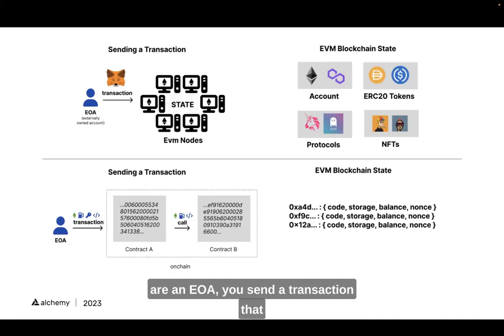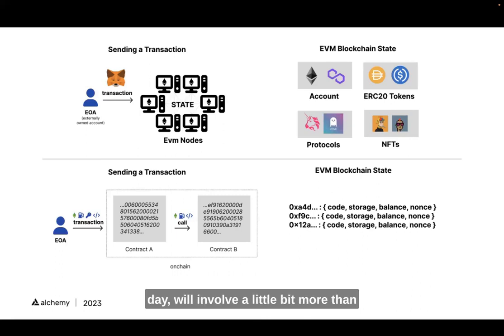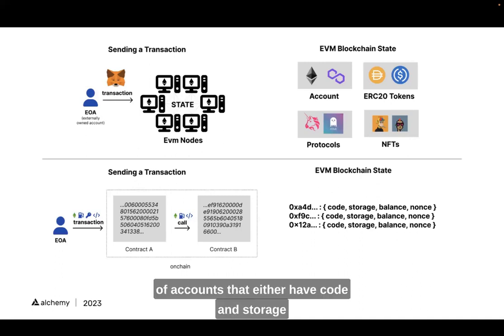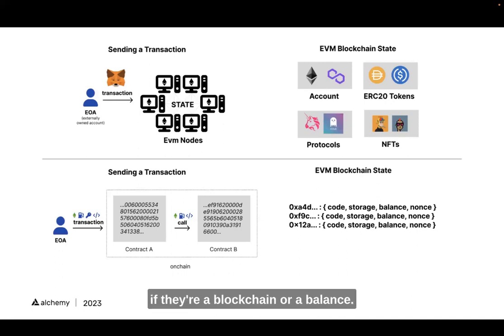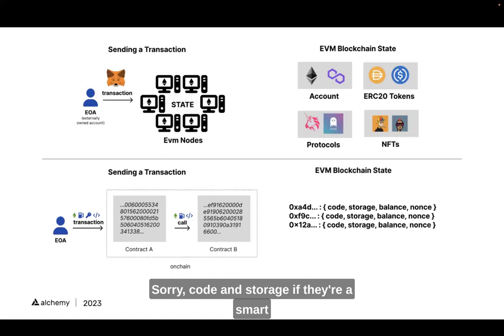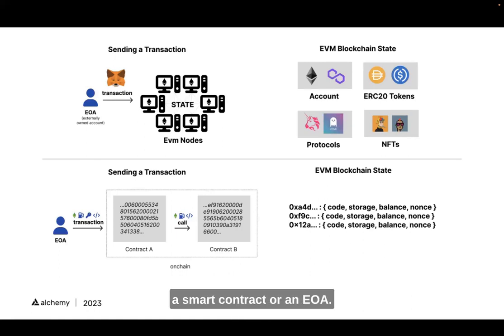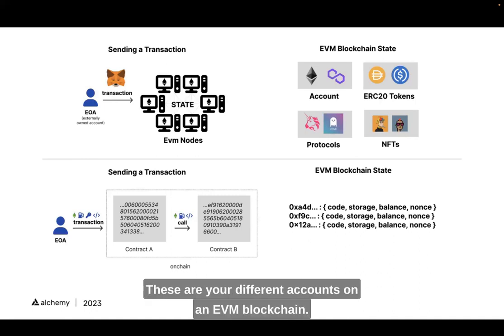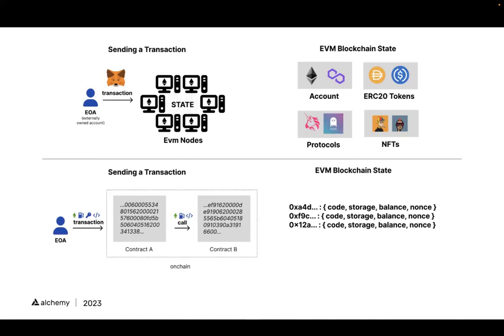Where when you are an EOA, you send a transaction that interacts with contracts, and those contracts can call other contracts and change blockchain state. And blockchain state at the end of the day will involve a little bit more than what I have there on the bottom right, but you can think of it as a bunch of accounts that either have code and storage if they're a smart contract, or a balance and nonce if they're an EOA. These are your different accounts on an EVM blockchain.